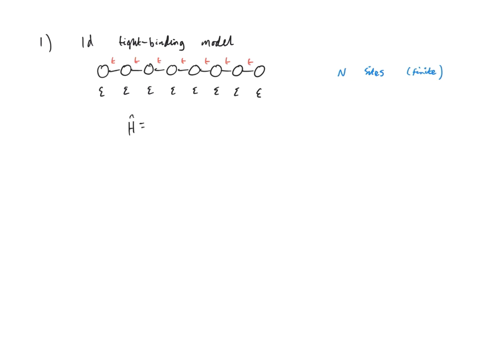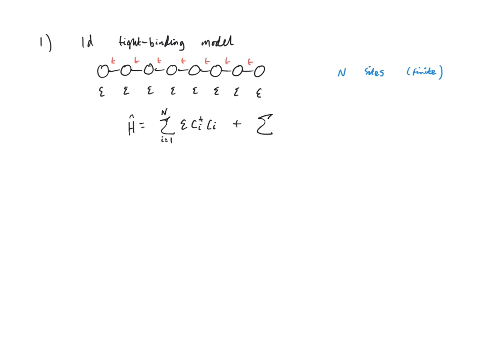It contains a term where I sum from 1 to n of epsilon ci dagger ci. They're the on-site energies. Ci dagger ci is the number operator, so it just counts the number of electrons in a given site, and if it's empty I get 0, and if it's occupied I get epsilon. So that's like a potential energy term.